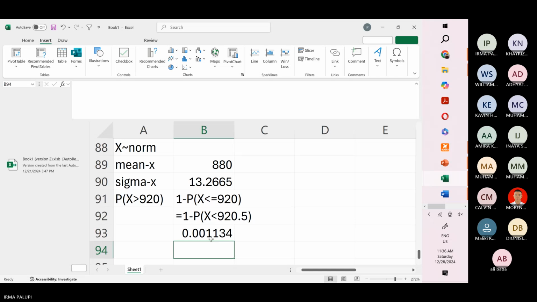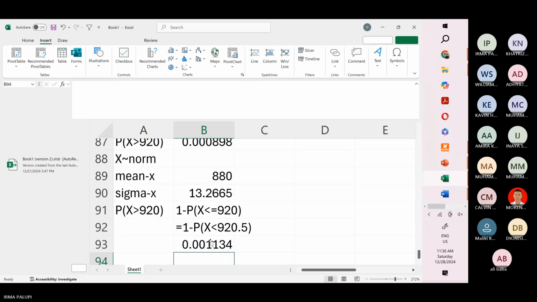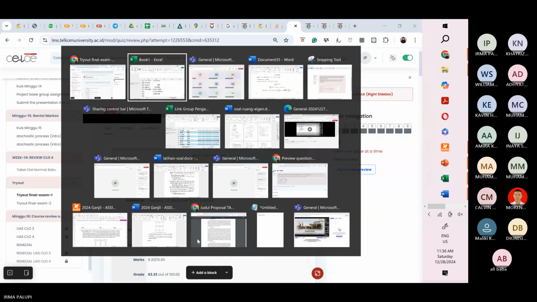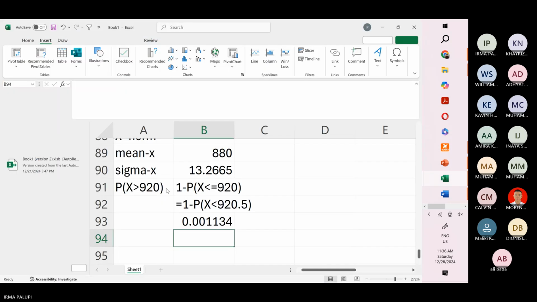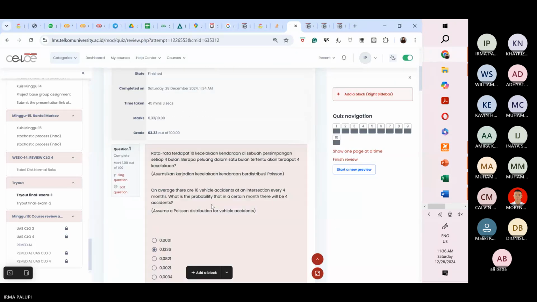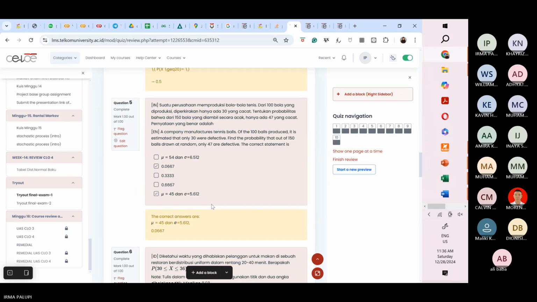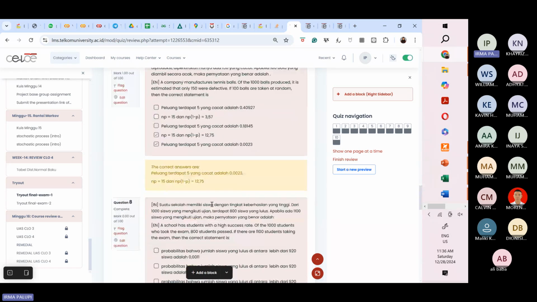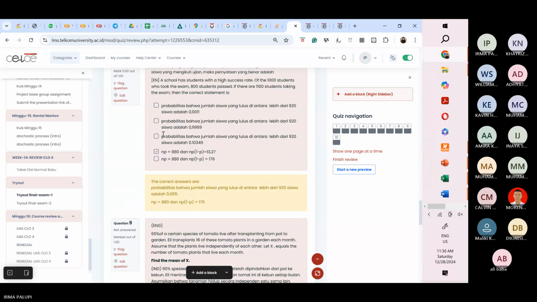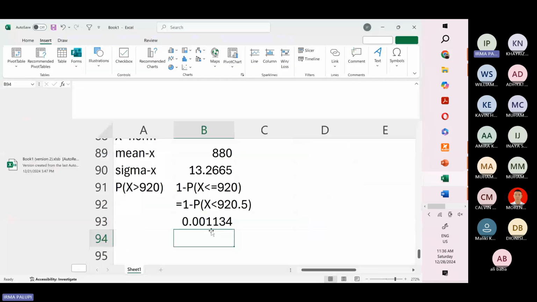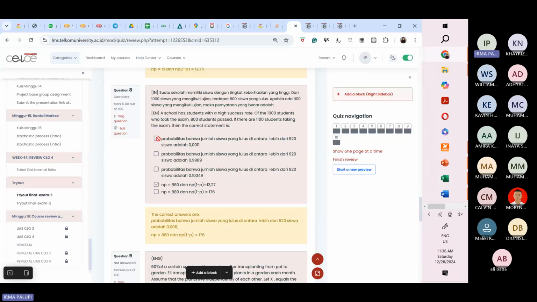So this is the answer, 0.001. Okay, so nothing correct here, right? It's 0.0011. It's supposed to be true, actually.